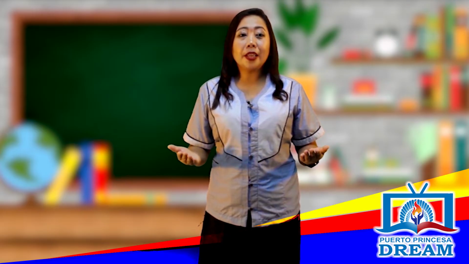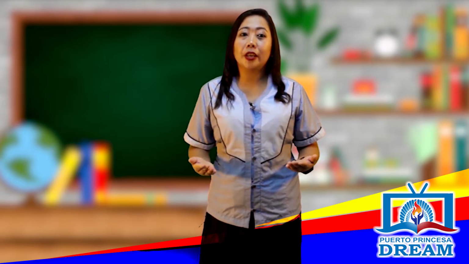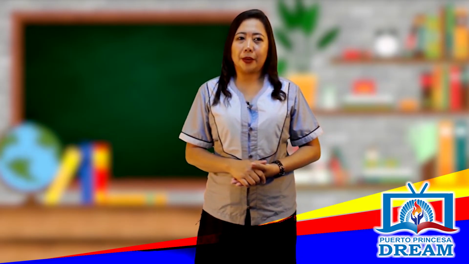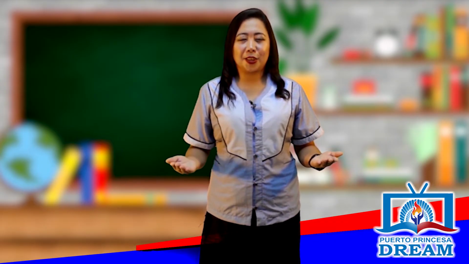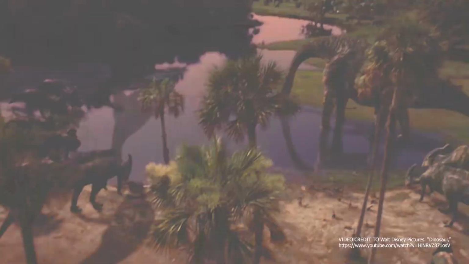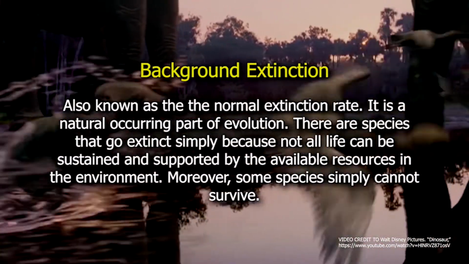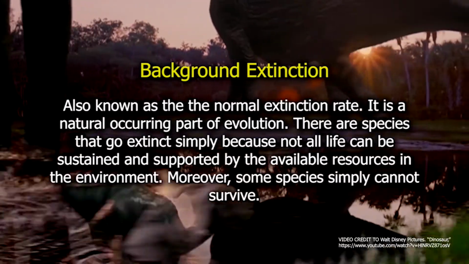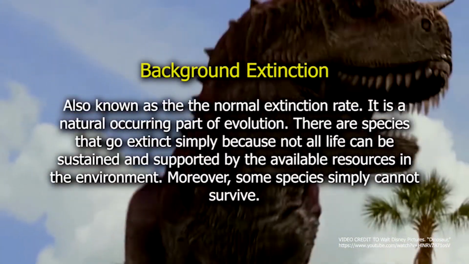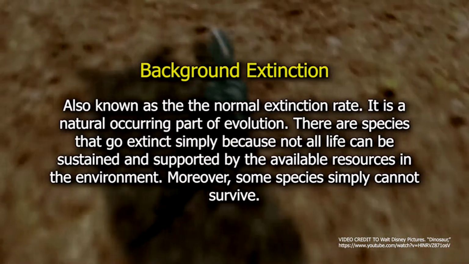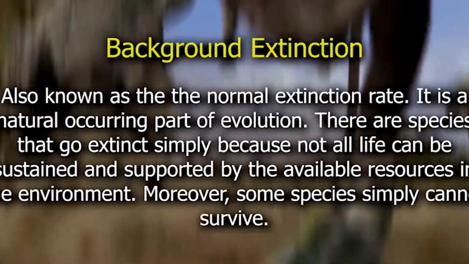Extinction is described in 2 categories based on time of occurrence and the effect on the population of organisms in a given community. Extinction could be classified as background extinction and mass extinction. Background extinction is the normal extinction rate. It is a naturally occurring part of evolution. There are species that go extinct simply because not all life can be sustained and supported by the available resources in the environment. Moreover, some species simply cannot survive.